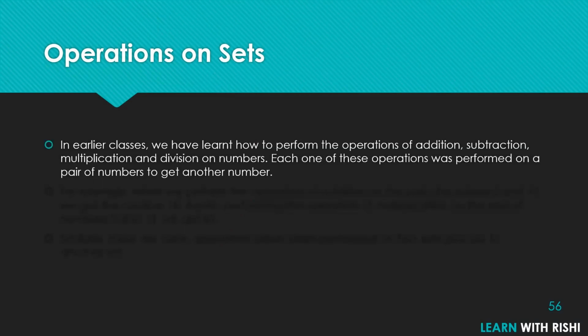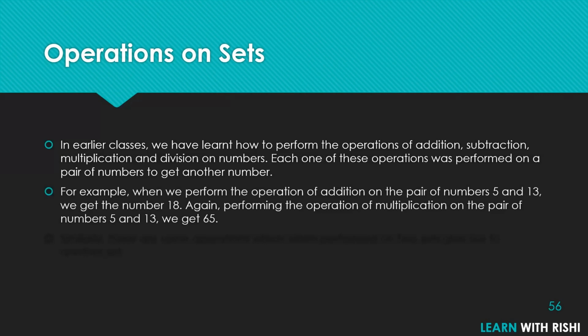In earlier classes, we have learned how to perform operations like addition, subtraction, multiplication, and division on numbers. Each one of these operations was performed on a pair of numbers to get another number, right? For example, when we perform addition on the pair of numbers 5 and 13, we get 18. Performing multiplication on 5 and 13, we get 65. So to perform any operation on numbers, you require at least two numbers.